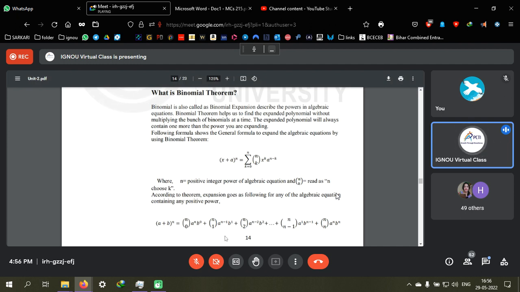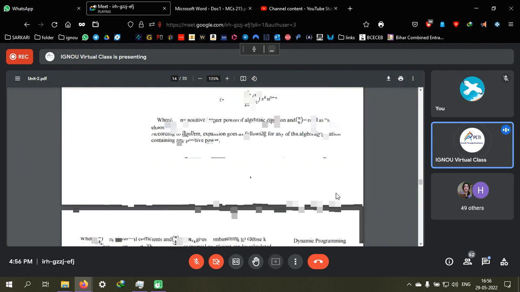If I want to expand (a plus b) to the power n, then I have to use combinations in a series: nC0 a to the power n and b to the power 0. Now I have to increase the power of b and decrease the power of a: a to the n minus 1, b1; a to the n minus 2, b2; a to the n minus 3, b3, and so on. At the end, nCn, a to the power 0 and b to the power n. So this is known as the binomial theorem.